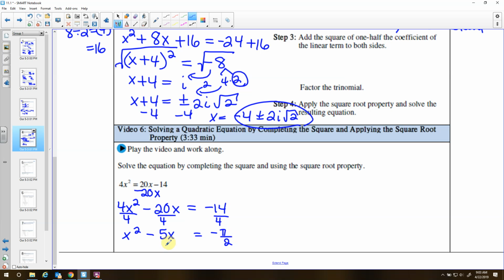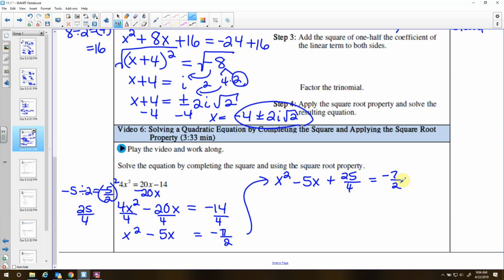Now, take negative 5x, so negative 5 divided by 2 is negative 5 over 2, and square it. So that's going to be 25 over 4. So I'm going to come up here, x squared minus 5x plus 25 over 4 equals negative 7 over 2. Now this one's got lots of fractions in there. I don't plan on trying to give you a lot of fractions, but you're just going to have to bear with me.